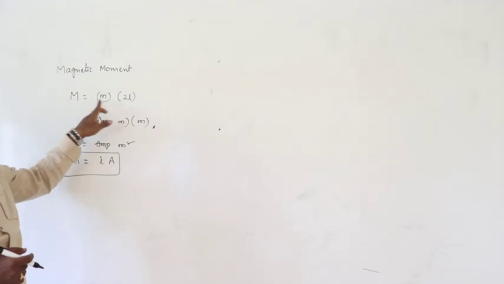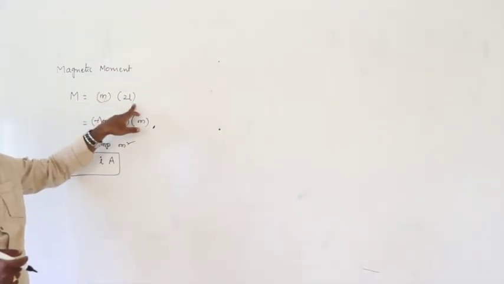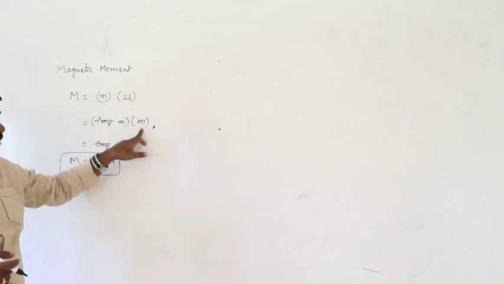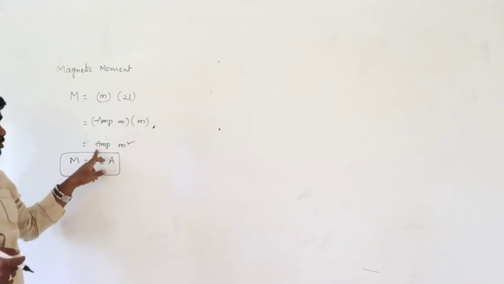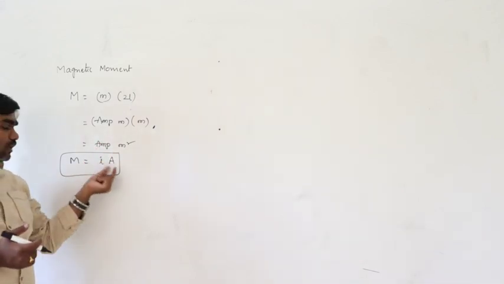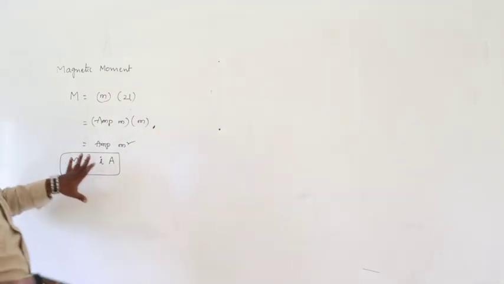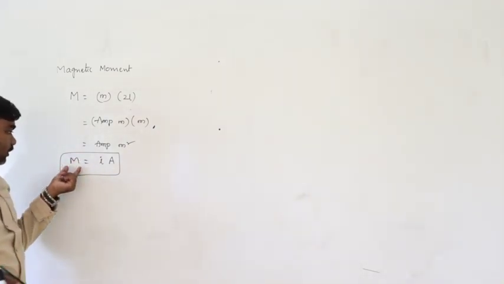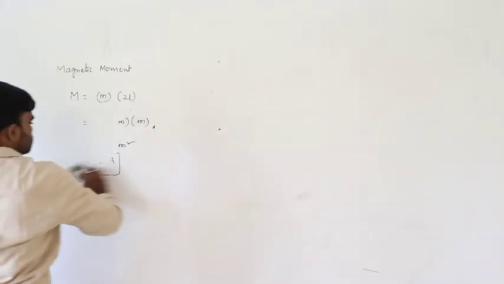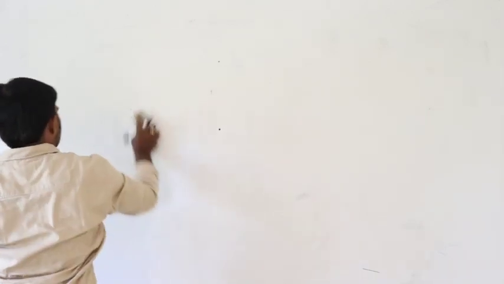Magnetic moment M can be written as pole strength into length of the magnet. Pole strength can be written as ampere meter and length of the magnet is meter. So, ampere meter square, that is I into A. Now, how can we derive this, M is equal to IA? That is what we have to derive right now, the magnetic moment associated with the current carrying circular coil.